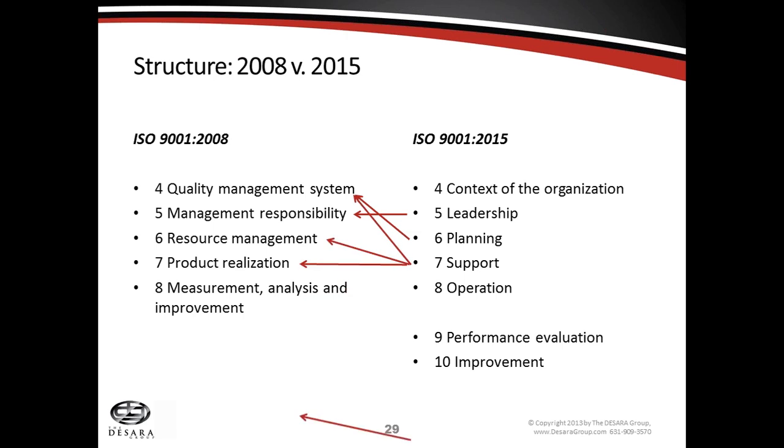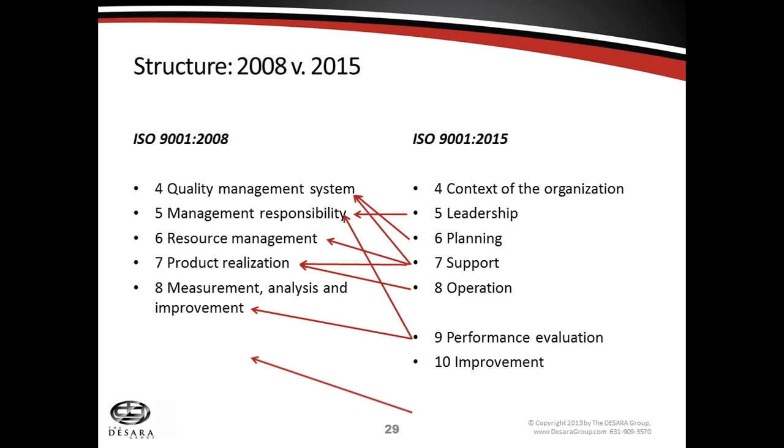Clause 7, which is support, is basically, some people would say, the reason why Annex SL was developed. The concepts in section 7 are across the board in all the integrated management standards. And so it has pieces from the old 4, some of the old 6, and clearly some of the old 7, which is the product realization piece. Clause 8 is operation, and essentially this is the old 7. It's got design and development in it, it's got purchasing, it's got product realization, and it's got nonconforming product as well.